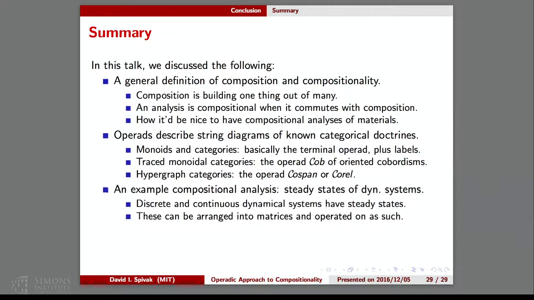But just to summarize, I talked about compositionality, building one thing out of many. It'd be amazing to have a compositional analysis of materials. And we can describe string diagrams with operads, and we can think about dynamical systems in terms of steady states, using a functor that does that. And that's it. Thank you.